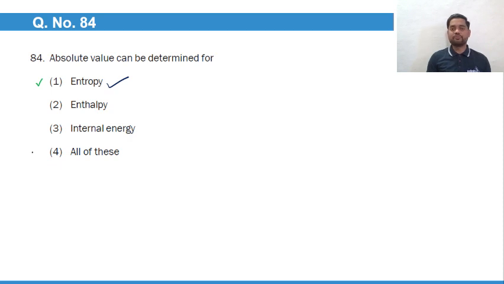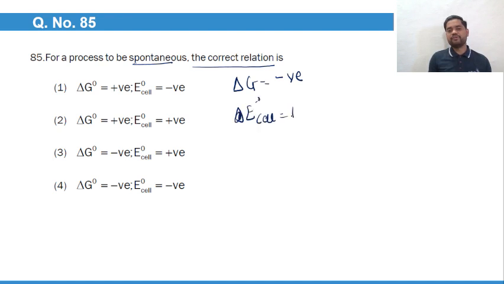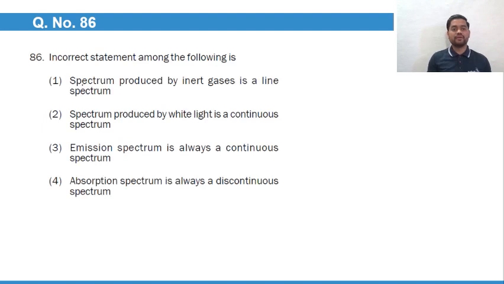So we can calculate entropy absolute value by the third law of thermodynamics. 85. For a process to be spontaneous, the correct relationship, and you can see delta G and EMF. Delta G needs to be negative, whereas EMF of the cell needs to be positive. Where is that equation? This cannot be the answer. Positive. So option number 3 is the right answer.